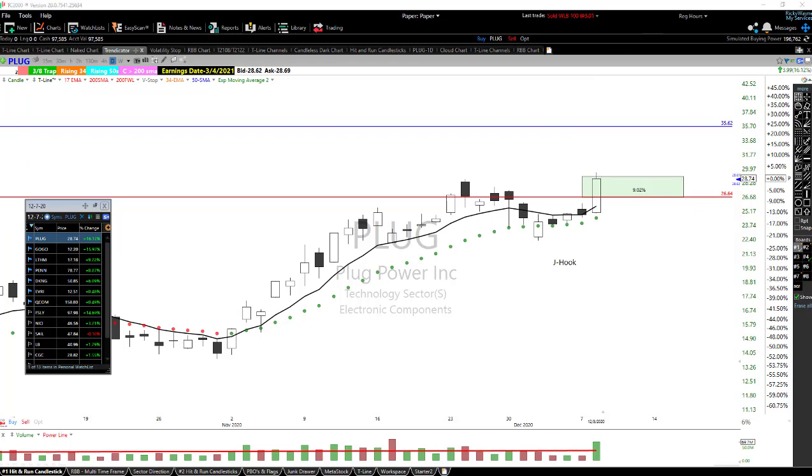Now tomorrow, the day becomes a new day. So if it opens here and it moves up, that's a new day high. A new day high, a new day high, new day high. When it breaks out of that candle, that becomes a two-day high. Two-day new day high. Okay.